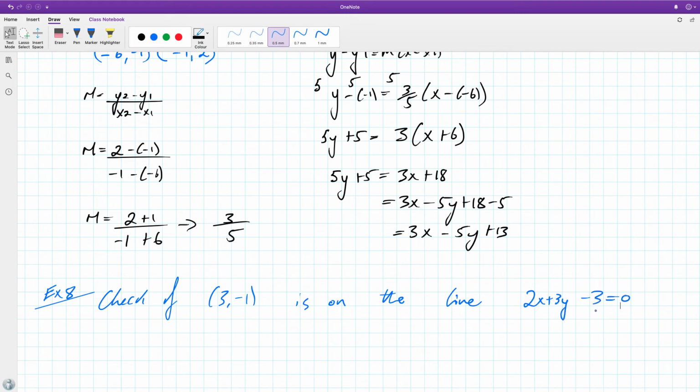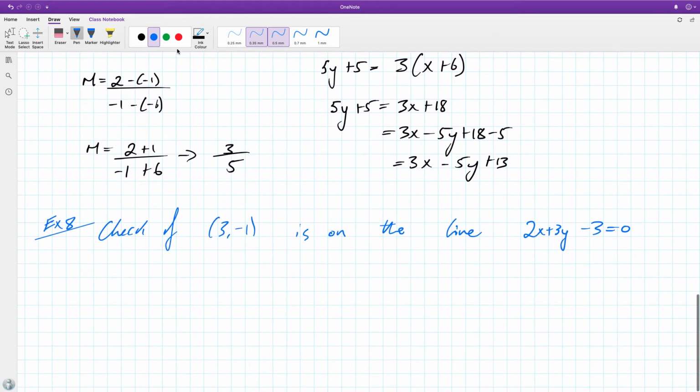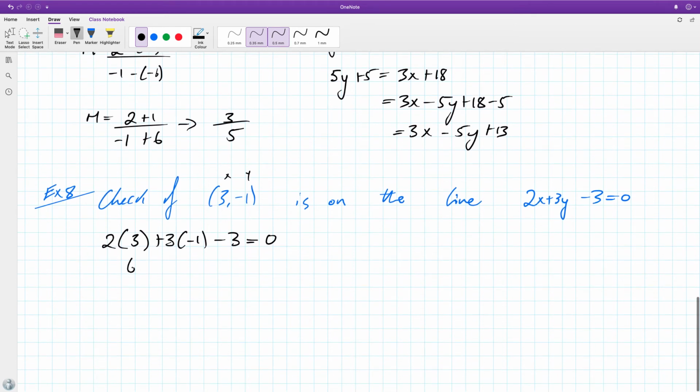Let's check it. So, this time this is just going to be my x value, this is going to be my y value. So, 2 times 3 plus 3 times minus 1 minus 3, is it equal to 0? 2 times 3 is 6. 3 by minus 1 is minus 3. Minus 3 equals 0. 6 minus 6 equals 0. Therefore, true. I know it's true.